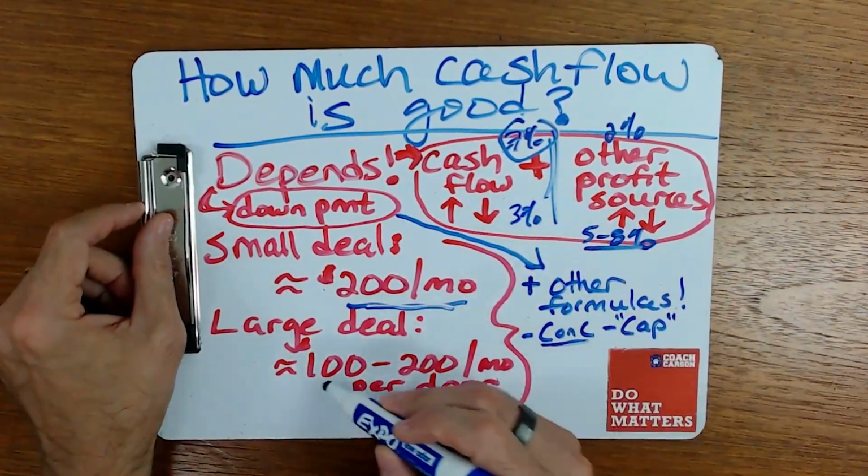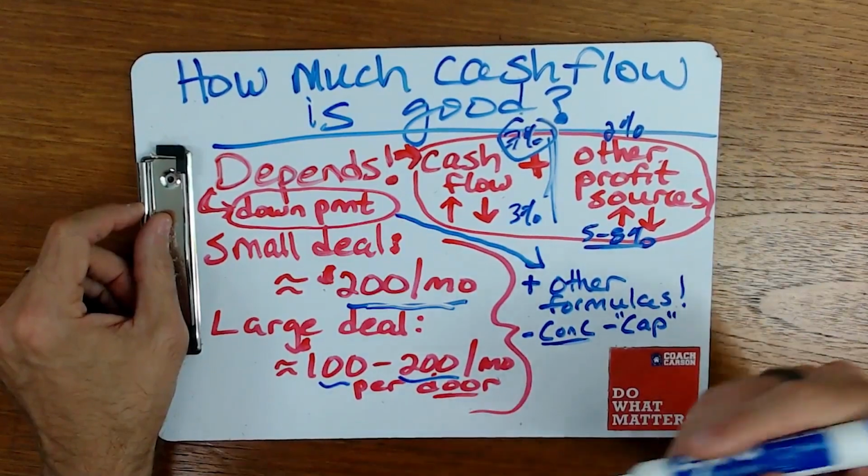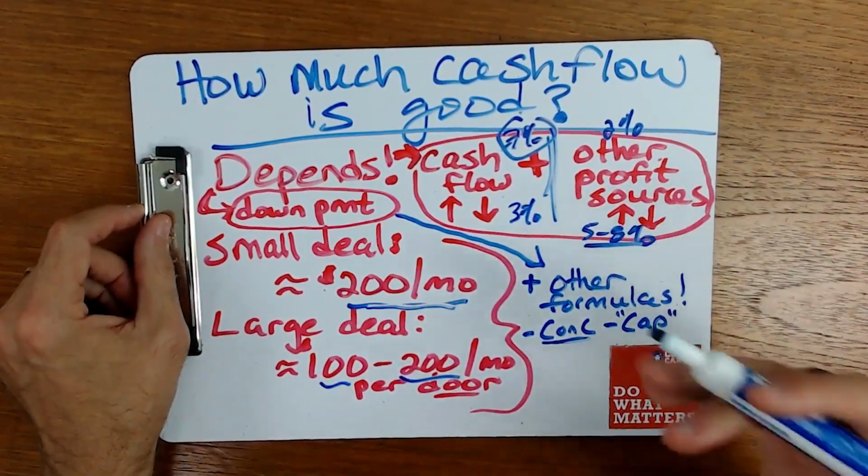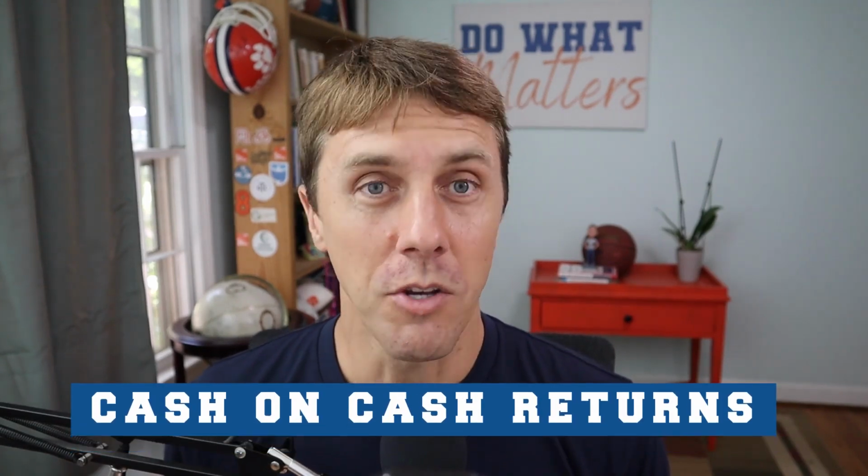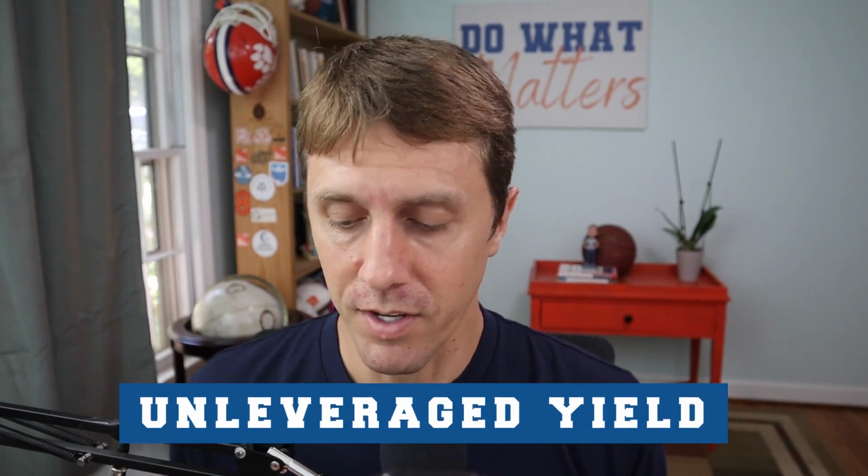Again though, when you're analyzing a deal, it's kind of like flying an airplane. You have this dashboard with all sorts of gauges. Cash flow is one gauge, one way of measuring it. Cash on cash returns, another way. There are also other formulas that I use a lot, like an unleveraged yield. That's kind of a nickname for a cap rate, something similar to that, if you've ever heard of that. An unleveraged yield is how much return you would make if you had no debt on the property.